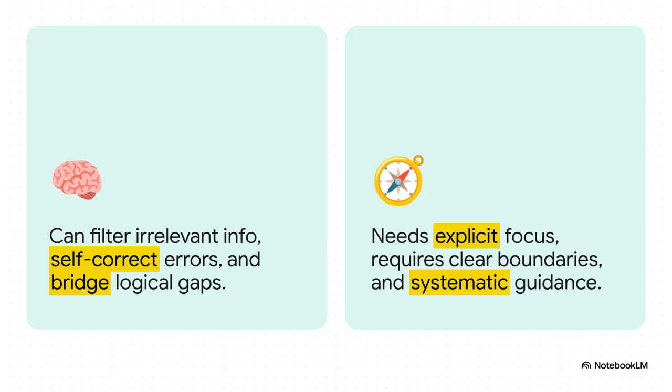So what does that actually look like in a classroom? Well, a strong learner can see a messy, confusing example and just filter out all the noise. But a struggling learner, they need explicit focus. A strong learner can make a logical leap that you forgot to include, but a struggling learner needs every single step to be systematic. And here's the crucial part. The burden of a design flaw always falls on the student who's already having a hard time.